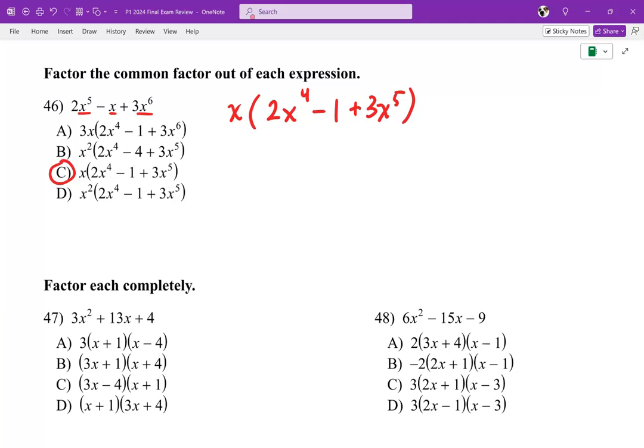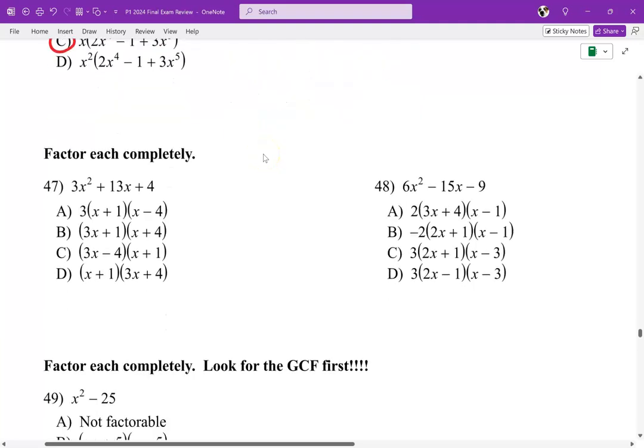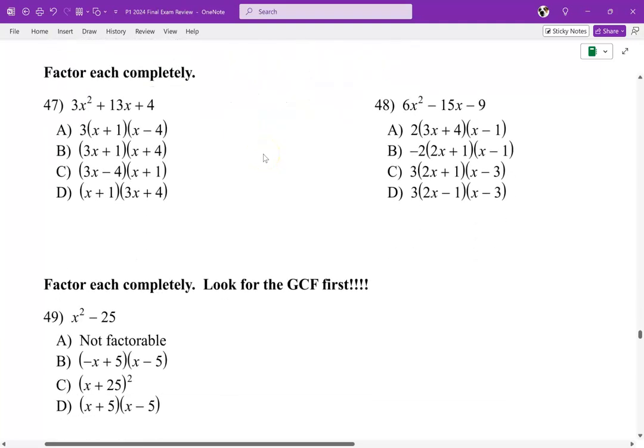Okay? Now, for 47, this says factor completely. So I'm going to try using the X method. They don't have anything in common to begin with, so I can't factor anything out. So A is already wrong. Because you see how that one has a 3 in the front? That means that they're saying 3 is in common for every term. That's not true. 3 doesn't divide 13. It doesn't even divide 4. So it can't be A.